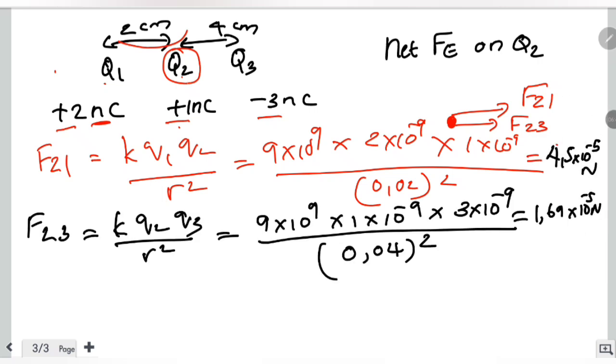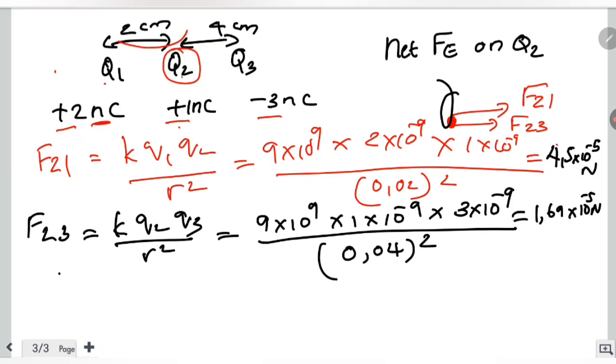Remember, between 2 and 3, you see 3 is negative, but I didn't substitute the minus. Do not substitute the signs, you only substitute the values. Okay, so I got these two answers. Now, look at our free body diagram here. Both of them are to the right.